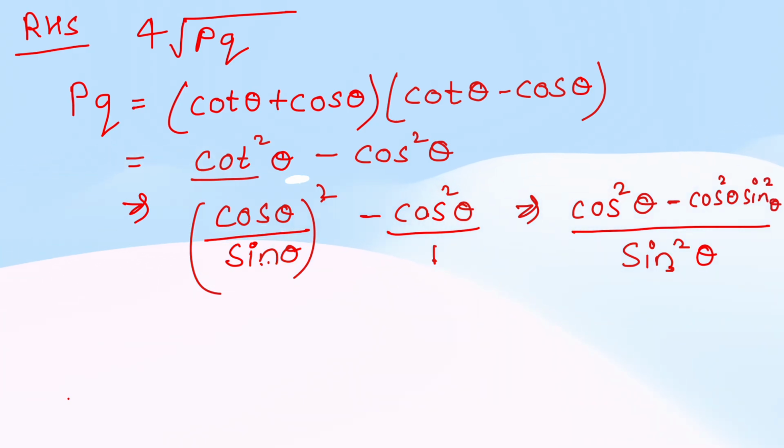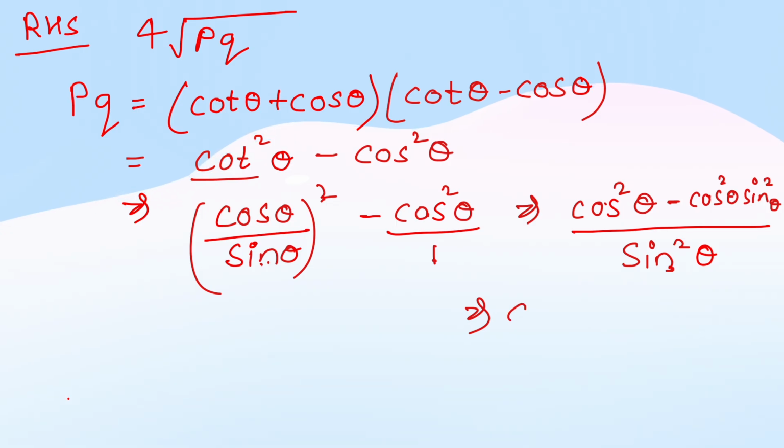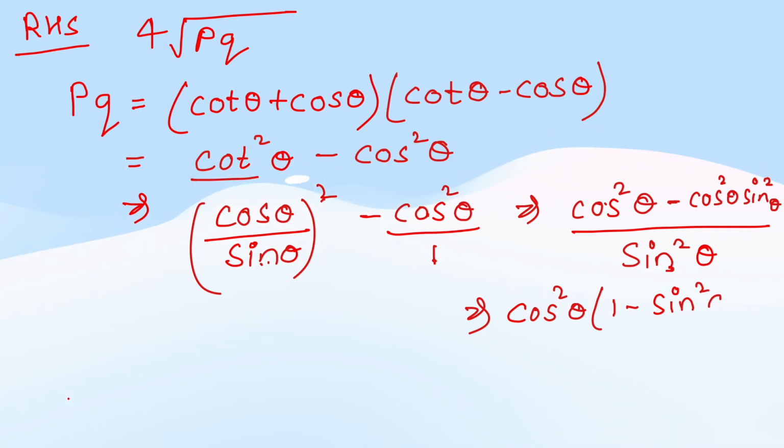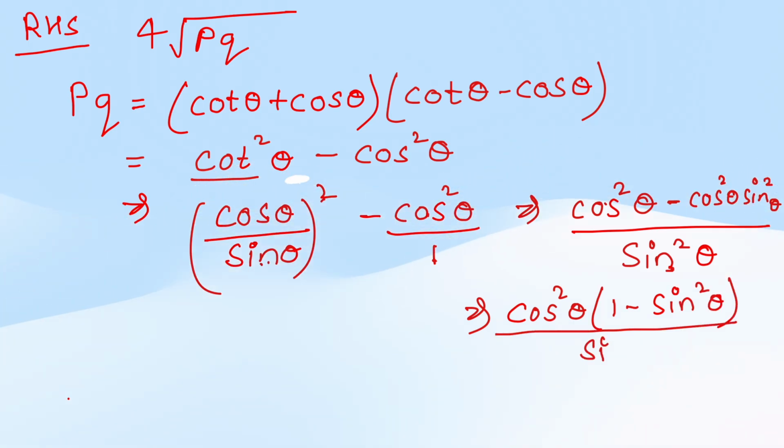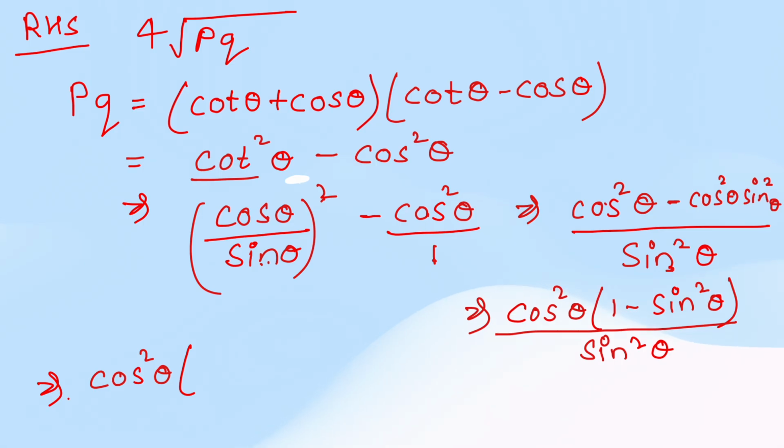Clear? Now what is common in these two? In this and this, what is common? Cos square theta, right? Let's take cos square theta outside. 1 minus sine square theta by sine square theta. Right? So it will be cos square theta into 1 minus sine square theta, which is cos square theta. So it will become cos 4 theta by sine square theta. Alright. This is PQ. What will be the root of PQ?